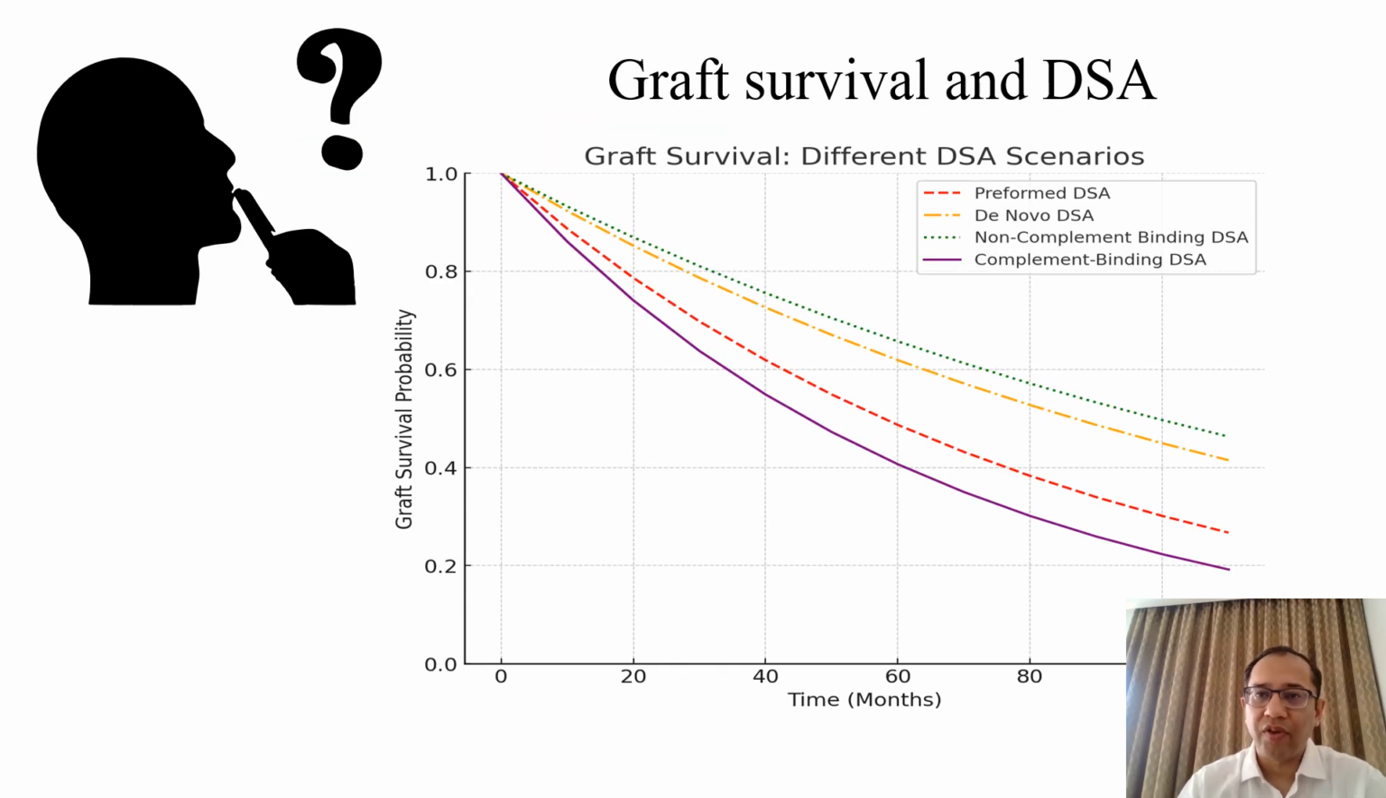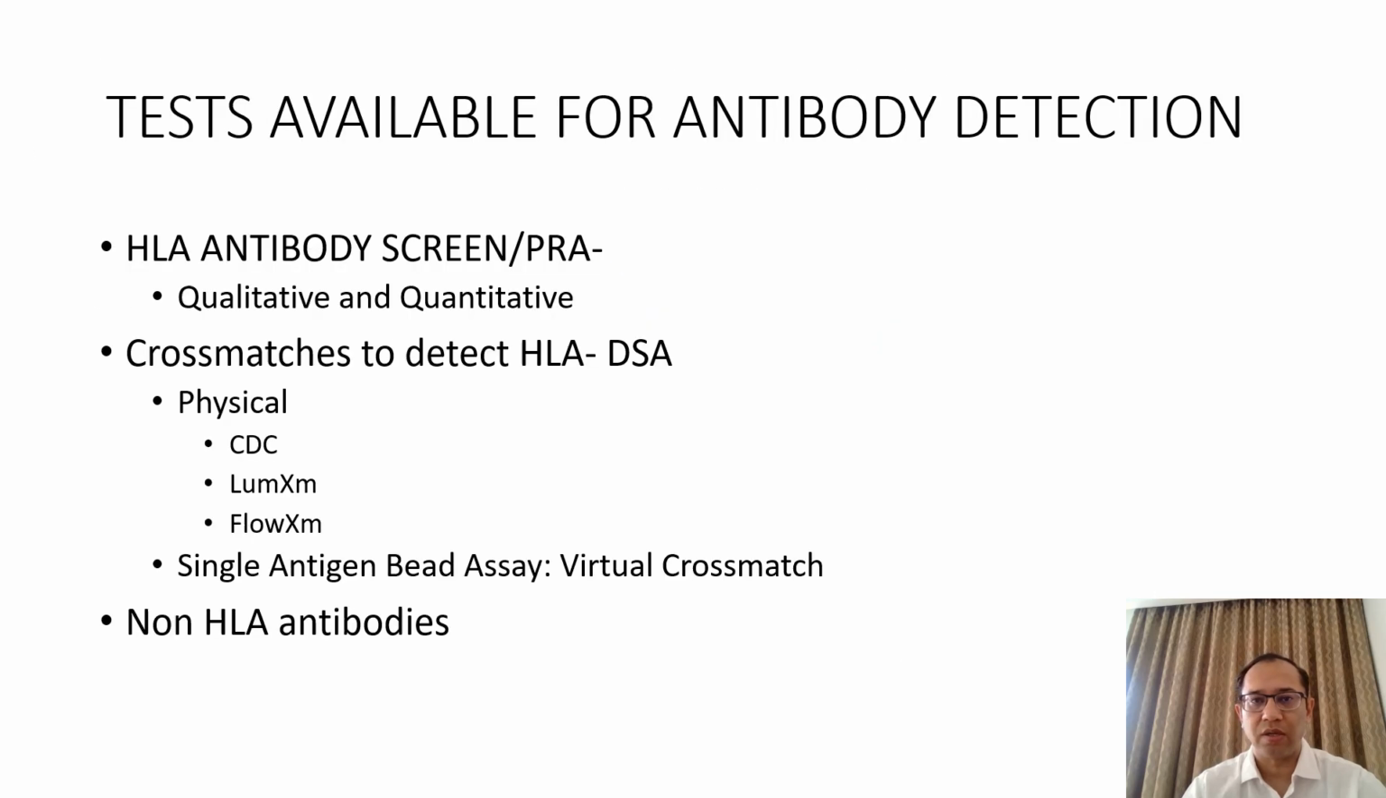So graft survival, we all know, is dependent on donor-specific antibody. If you have a preformed DSA, whether it's a third party or de novo DSA, or a non-complement binding DSA or a complement binding DSA, all have an impact on the graft. And more often than not, whenever you have a DSA, it leads to graft deterioration. So what are the tests available for combating this graft dysfunction or acute humoral rejection? We have the following tests.